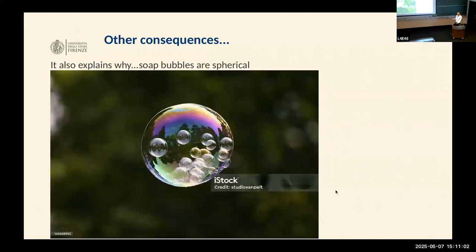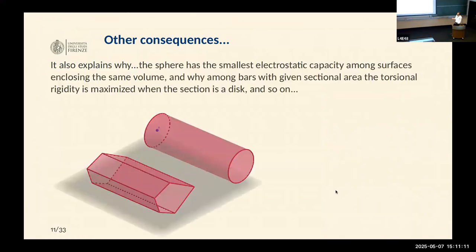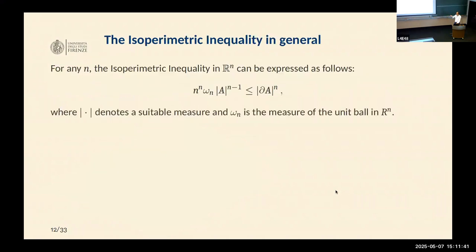There is a lot of mathematics around this, not just isoperimetric. A lot of mathematics. And also why the sphere has the smallest electrostatic capacity among surfaces enclosing the same volume, or why, if you take a bar with a given area of the section, what section do you have to take so that the bar resists torsion better? Then again, the disk is the solution. I could give many other examples, but let me stop and let me write.